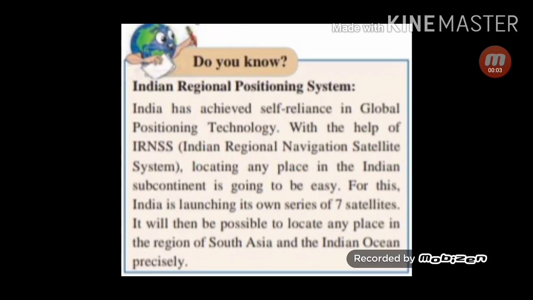Do you know Indian Regional Positioning System? India has achieved self-reliance in global positioning technology with the help of IRNSS, Indian Regional Navigation Satellite System. Locating any place in the Indian subcontinent is going to be easy. For this, India is launching its own series of 7 satellites. It will then be possible to locate any place in the region of South Asia and the Indian Ocean precisely.